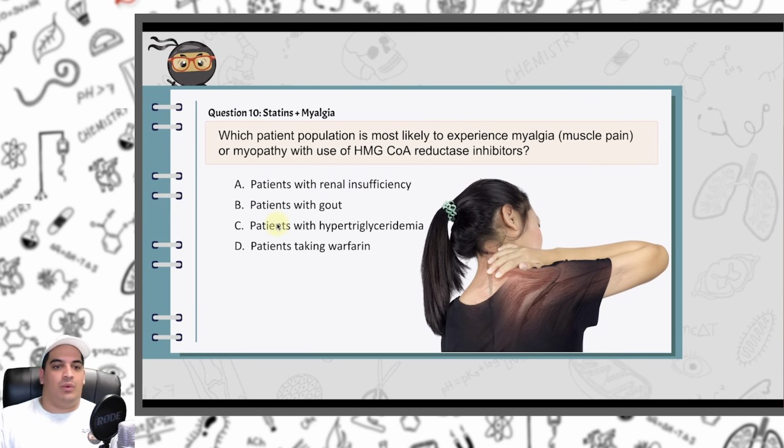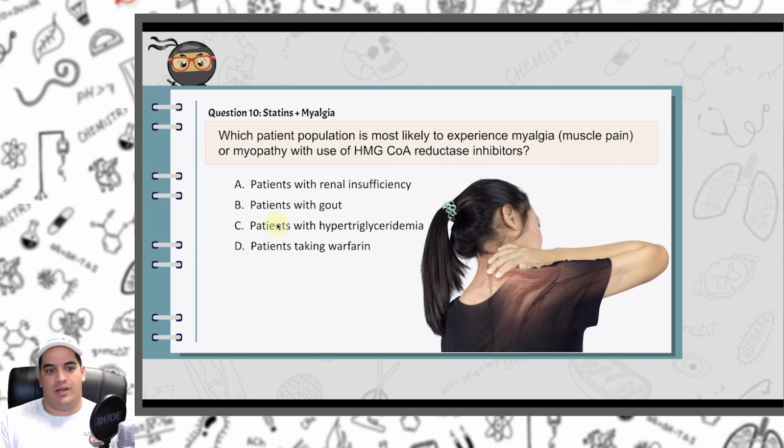All right, last question. Which patient population is most likely to experience myalgia or myopathy with the use of HMG-CoA reductase inhibitors? Well, anything that increases the amount of HMG-CoA reductase inhibitors. So if a patient is in renal failure, it's renally excreted. So yes, they will have higher levels of that drug, which means that they'll deplete the coenzyme Q and definitely cause myopathy. Patients with gout, that has nothing to do with it.